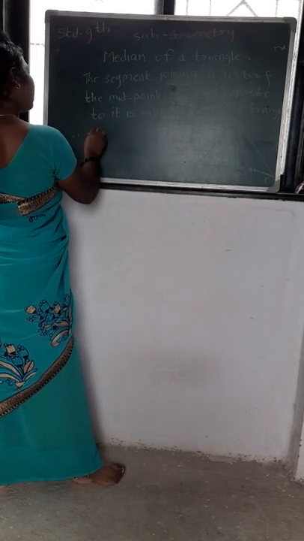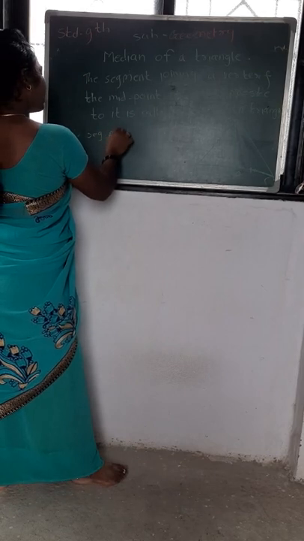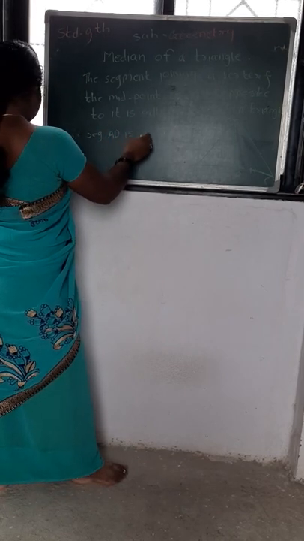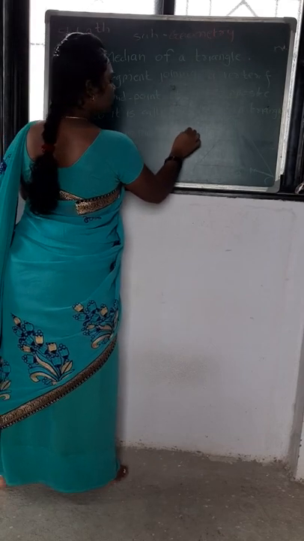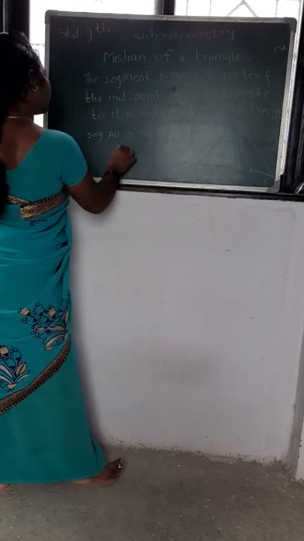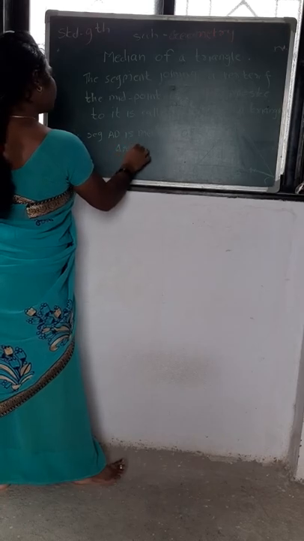Therefore, segment AD is the median of triangle ABC.